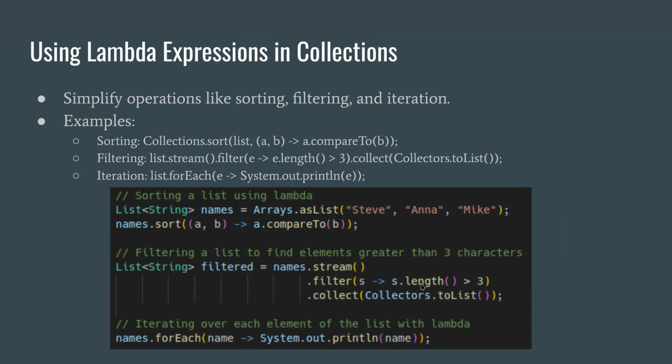Here, as you can see, it is filtering a list to find elements greater than 3 characters, especially when you combine it with Java's Stream API. And it just makes it easier to iterate over each element of a list.